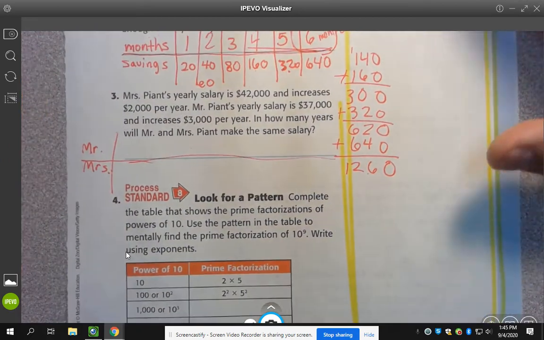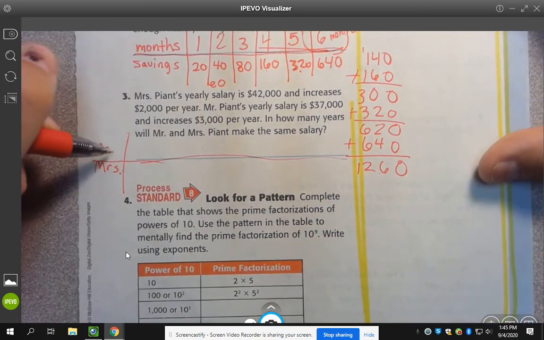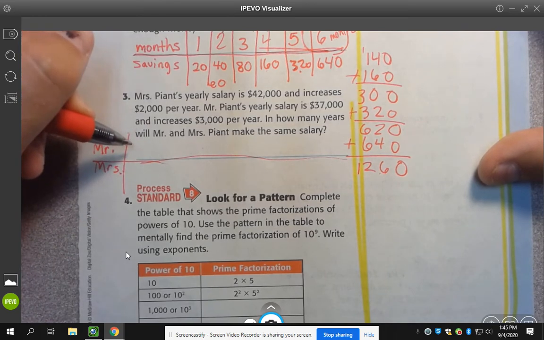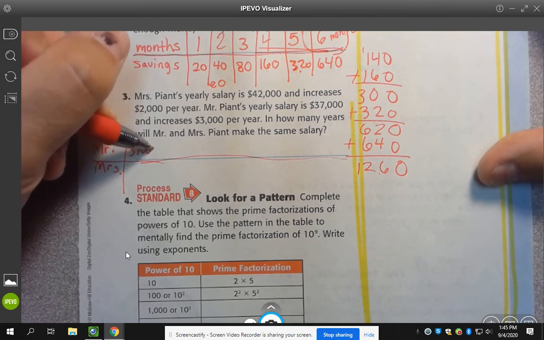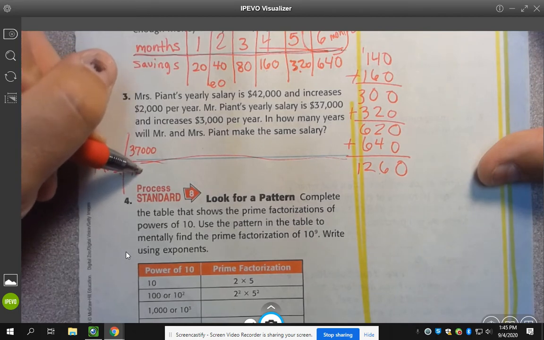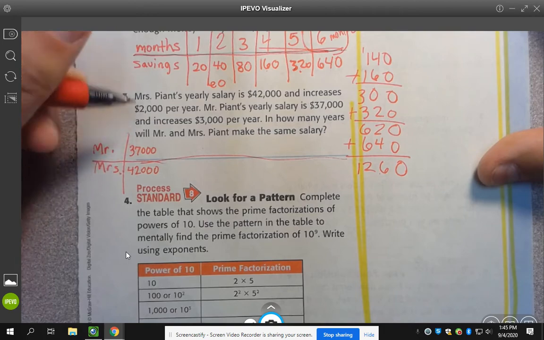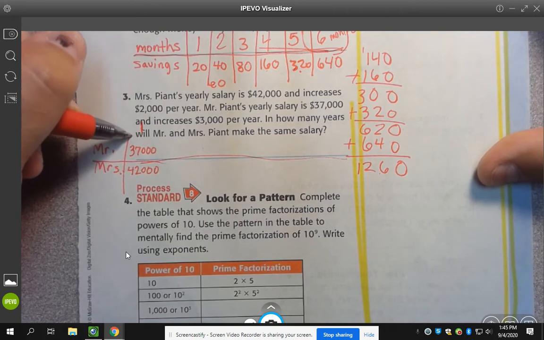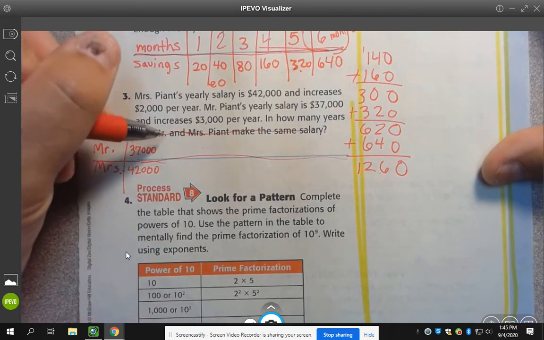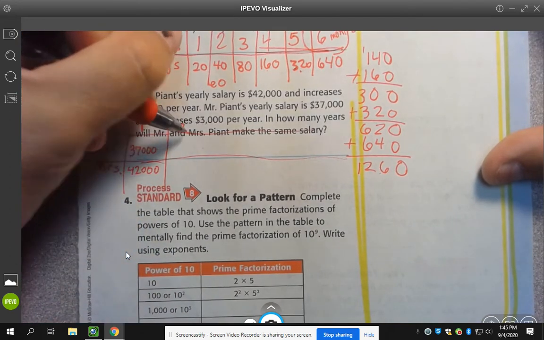Okay. Now, we're going to start out with the first year here. What does Mr. make the first year? 42,000. No, Mr. $37,000. And she makes what? 42,000. Now we're trying to figure out how many years. Okay, so we're going to put a 1 up here for years. We're going to have a chart of 3 here. Okay, year 2. I got a 2 here if you can see it.